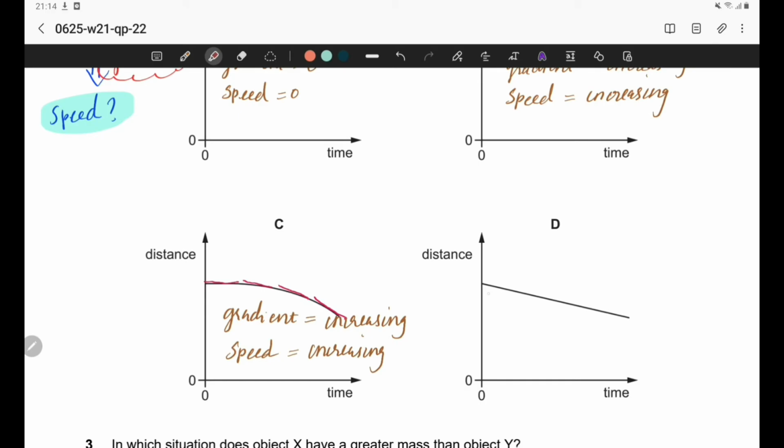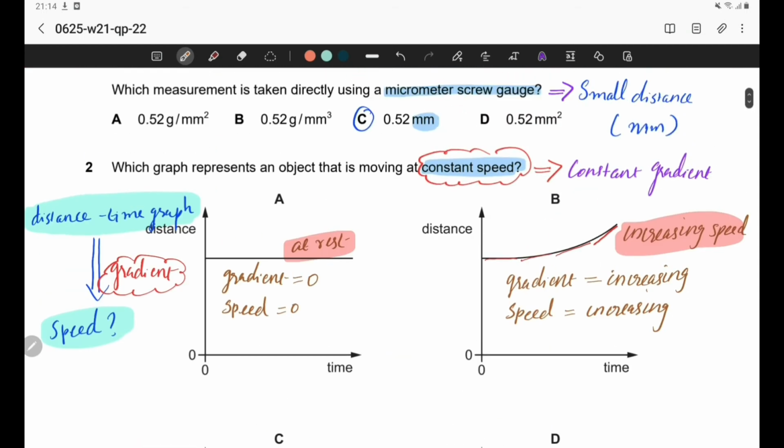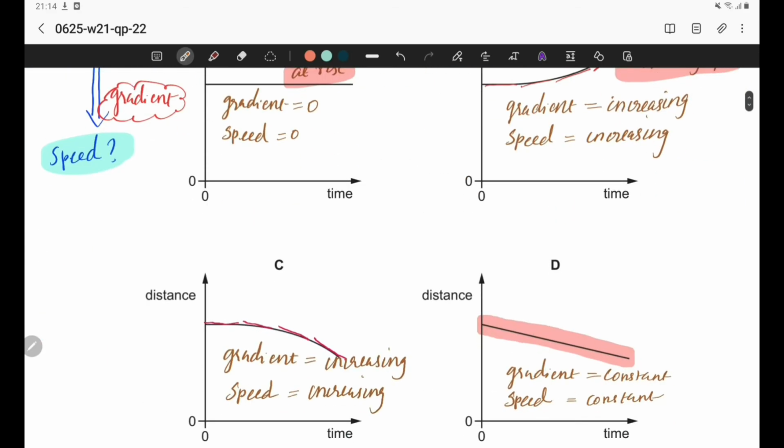In option D we can see the gradient is constant, or the slope is constant. As the gradient is constant, the speed is also constant. Therefore option D is the graph which has a motion with constant speed. Therefore the correct answer is option D.